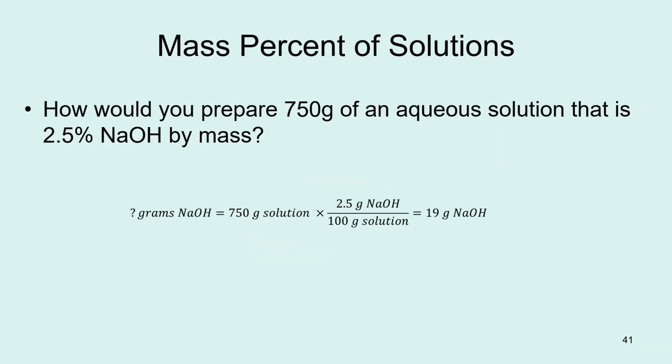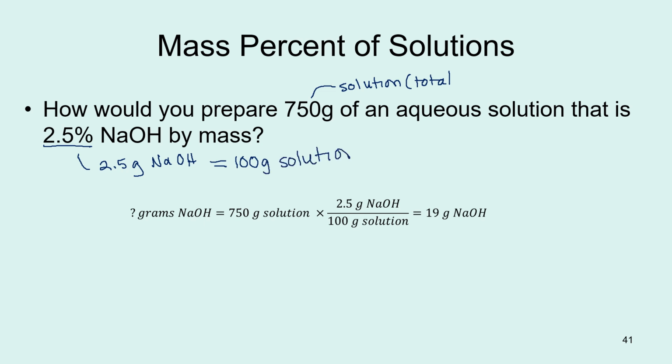Here's one more example. How would you prepare 750 grams of an aqueous solution? That's our total, this is how much we want, 750 grams of our solution. That is 2.5% NaOH by mass. So again, what does that mean? 2.5 grams of NaOH equals 100 grams of solution. That's kind of like a conversion factor.